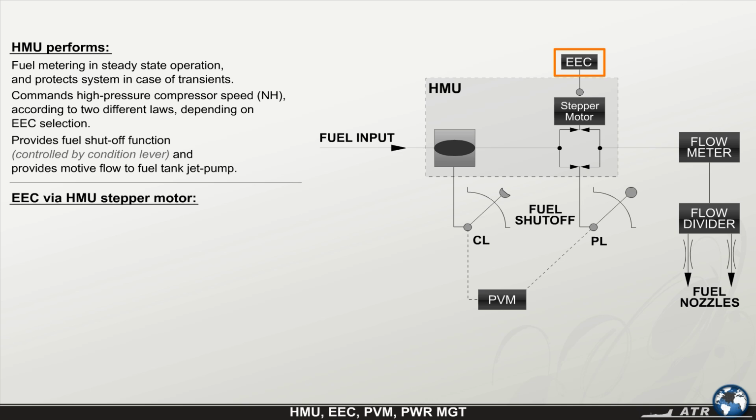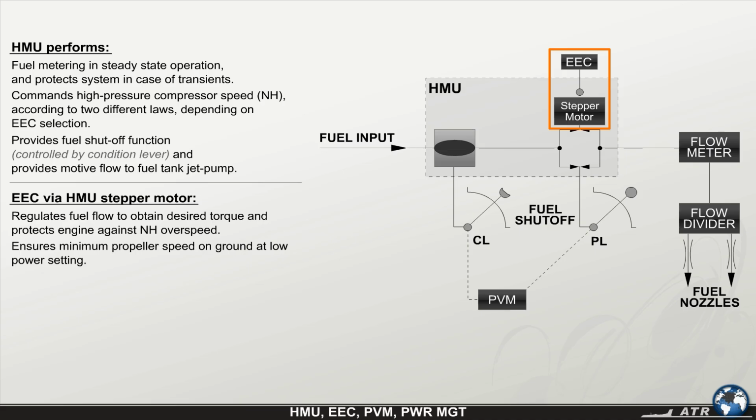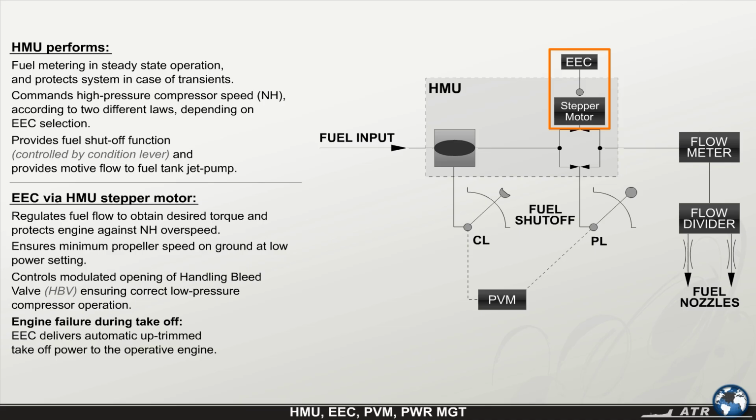The engine electronic control, via the HMU stepper motor, regulates the fuel flow to obtain the desired torque and protects the engine against NH overspeed. It also ensures a minimum propeller speed on ground at low power settings, and controls the modulated opening of the handling bleed valve, HBV, ensuring the correct low-pressure compressor operation. In case of an engine failure during takeoff, the EEC also delivers the automatic up-trimmed takeoff power to the operative engine. This function will be explained later.